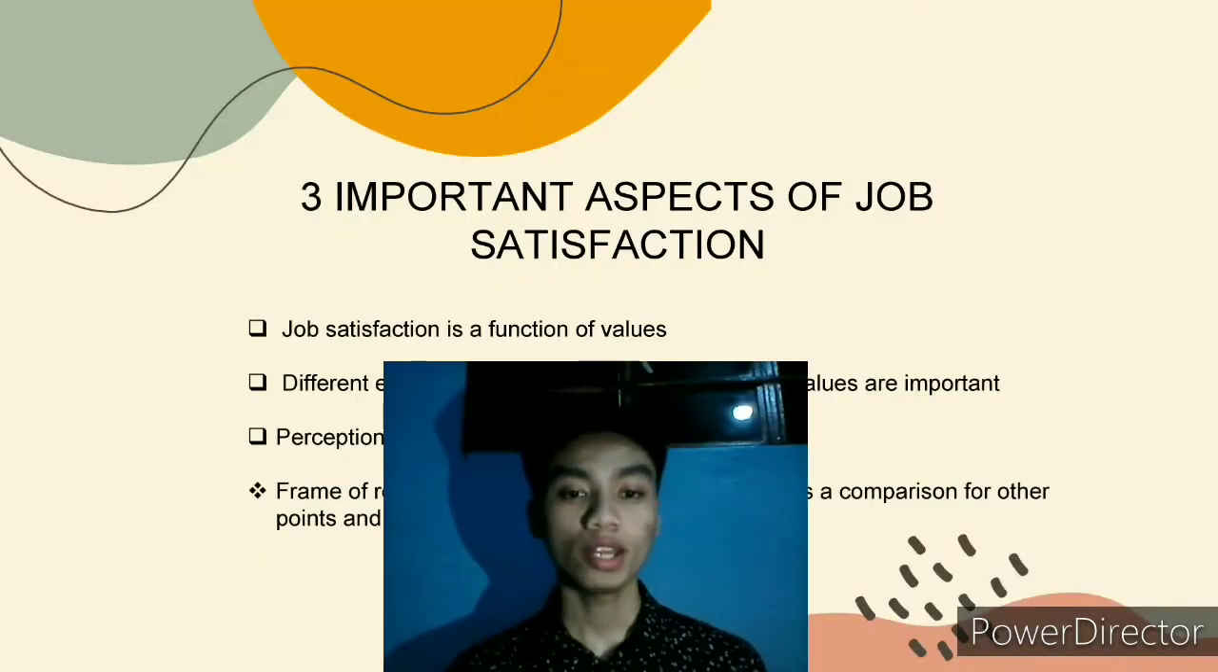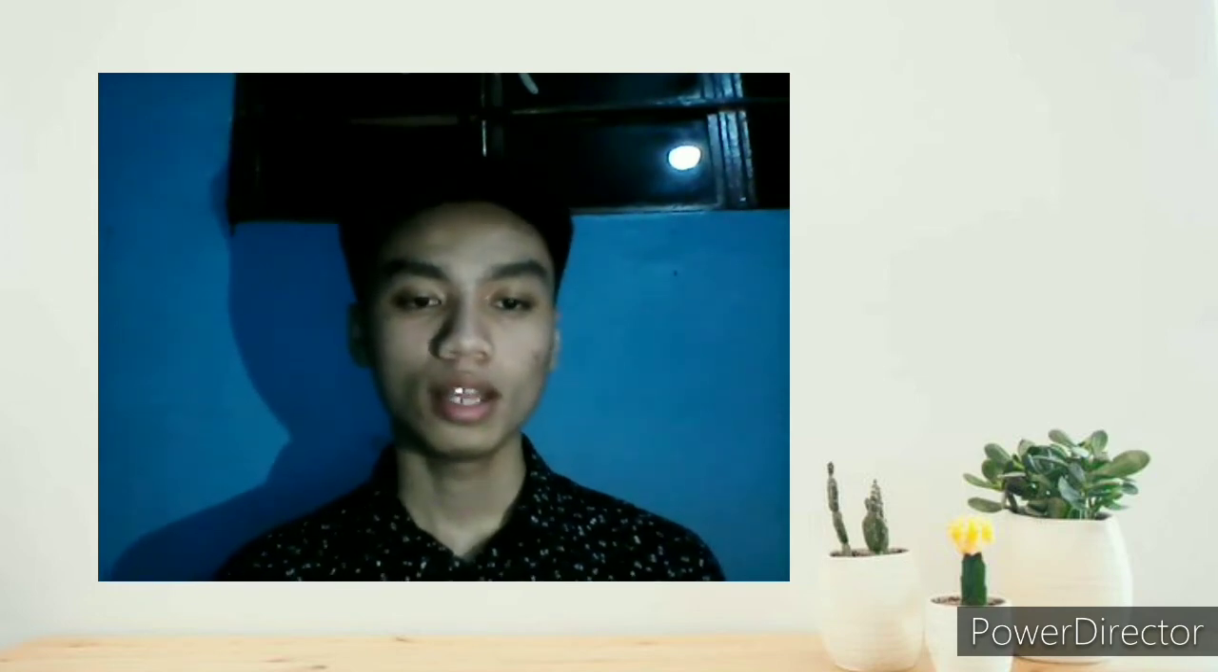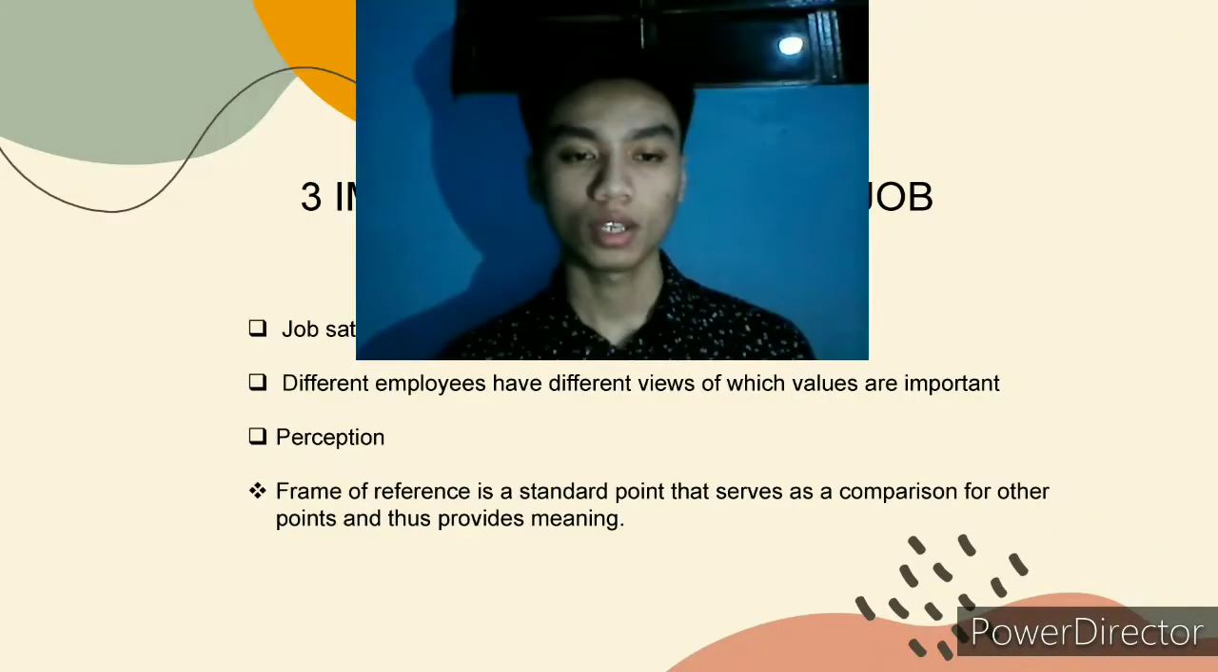There are three important aspects of job satisfaction. The first one is that job satisfaction is a function of values. Values are defined as what a person consciously or unconsciously desires to obtain. For example, one of the goals of an employee is to be promoted as an HR manager. That desire to be promoted contributes to his satisfaction with the job.